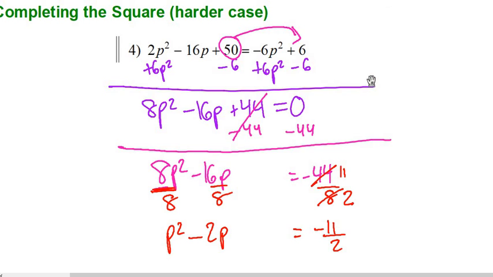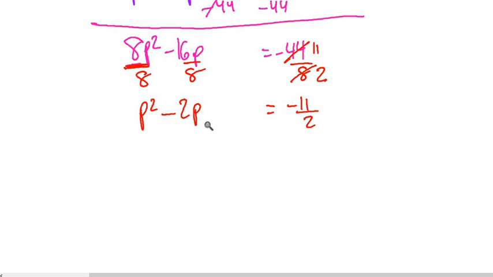Now we're in a position to complete the square. We can do that by taking half of the middle number, half of the b term. Half of this number is negative 1. We'll square that to get positive 1. And then over here I have to add a positive 1 too, but I need positive 1 with a denominator of 2. And that's the same as 2 over 2. 2 over 2 is the same as 1.